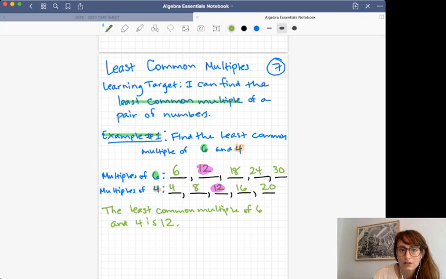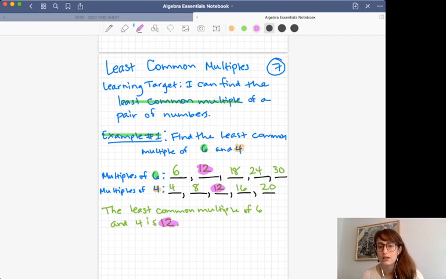I'm just going to highlight that 12 one more time. Okay, and the reason is because that is the one that 6 and 4 share, and it's the smallest number they have that is the same.